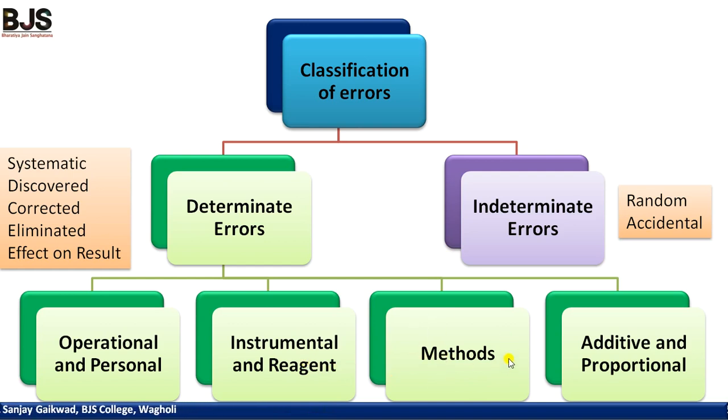Methods: when we choose a method, if it is wrong, then this method does not give high precision, and therefore the method should be selected on the basis of requirement. Additive and proportional error: additive error is continuously added into the result, and proportional error may multiply or divide the result by changing the quantity of the sample.